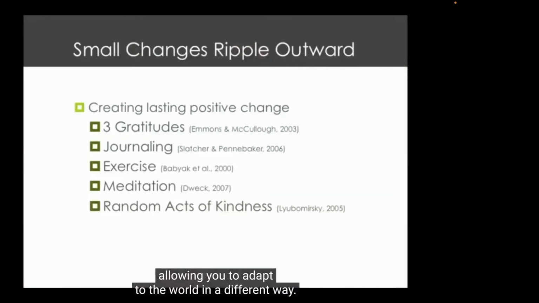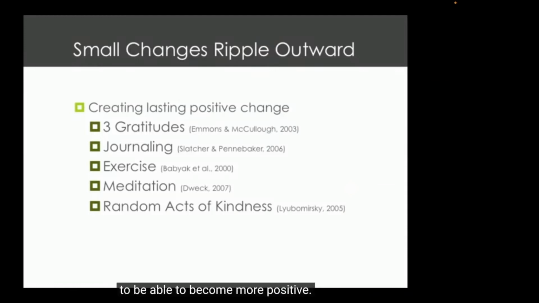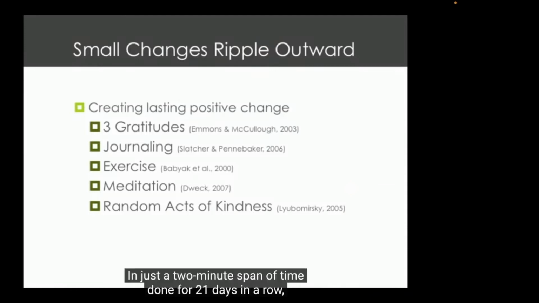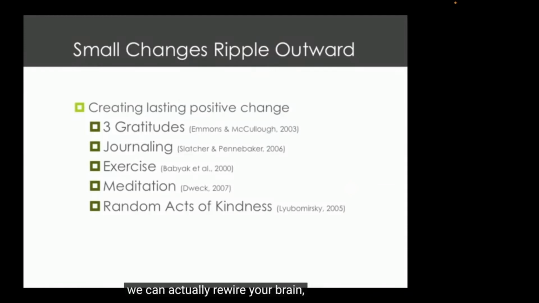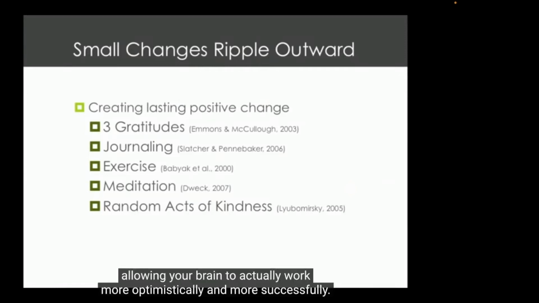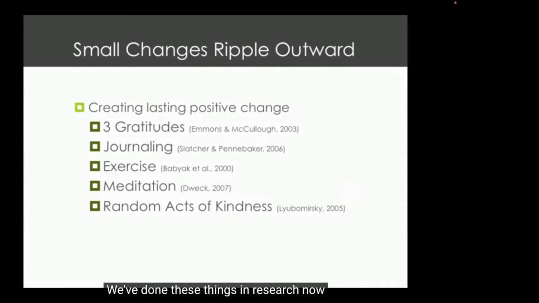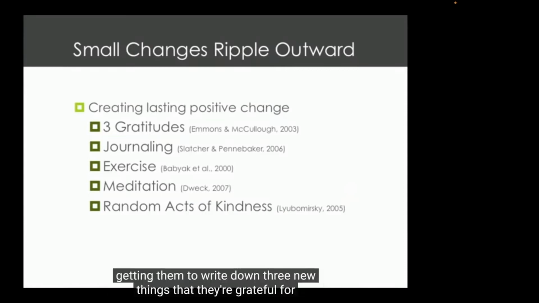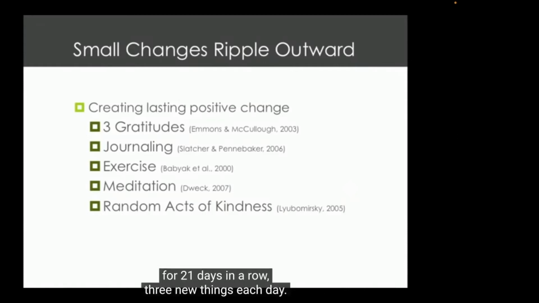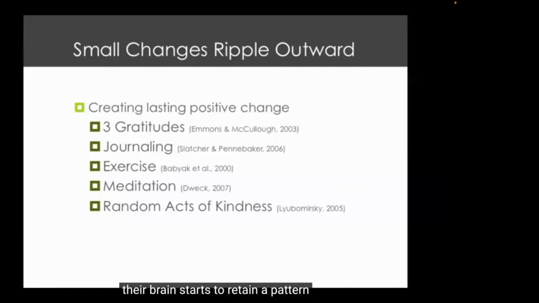We found that there are ways that you can train your brain to become more positive. In just a 2-minute span of time, done for 21 days in a row, we can actually rewire your brain, allowing your brain to work more optimistically and more successfully. We've done these things in research now in every single company that I've worked with, getting them to write down 3 new things that they're grateful for 21 days in a row, 3 new things each day. And at the end of that, their brain starts to retain a pattern of scanning the world, not for the negative, but for the positive first.